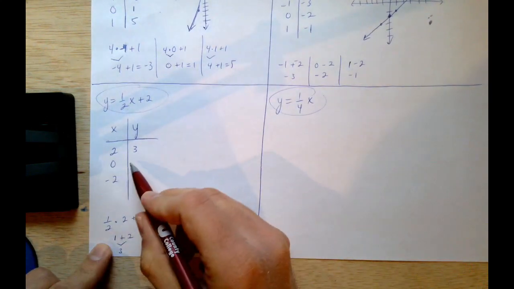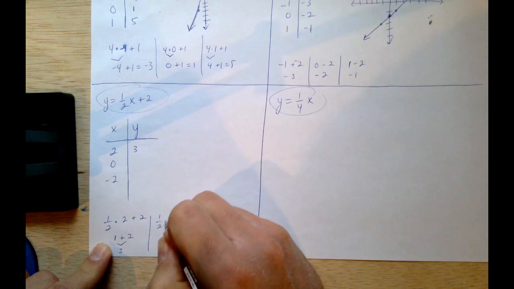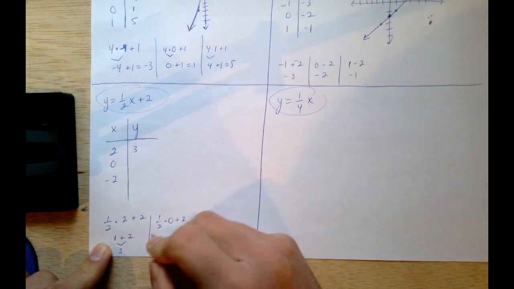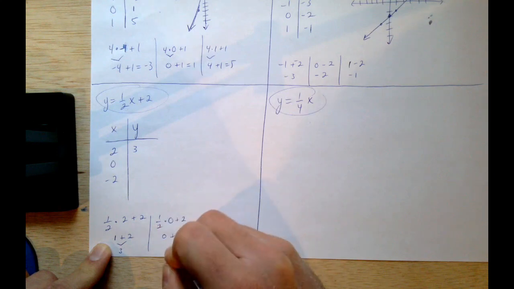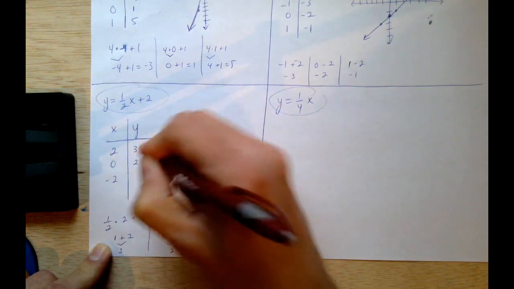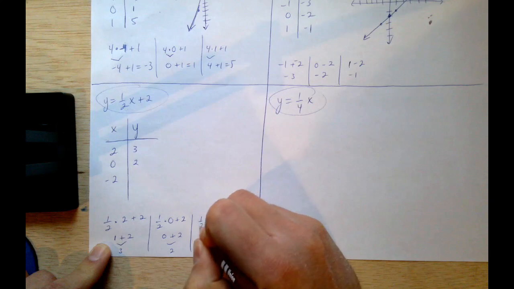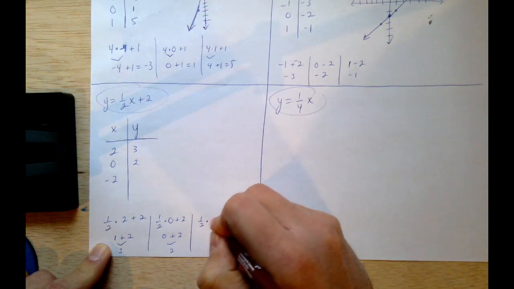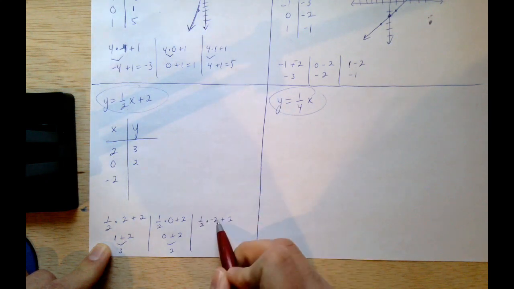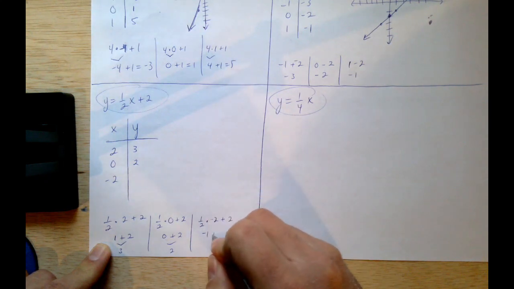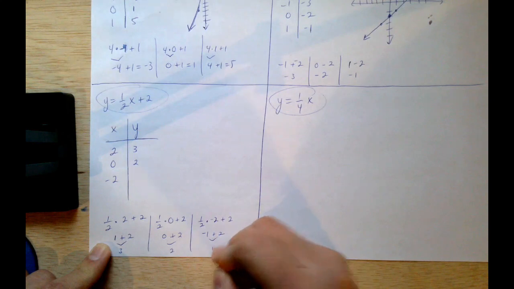Okay. When x is 0, so 1/2 times 0 plus 2. What's half of 0? Well, anything times 0 is just going to give me 0. 0 plus 2 will give me 2. Finally, I'm going to plug in 1/2 times -2, which is my x, and then plus 2. So what's half of -2? -1 plus 2, which will give me 1.